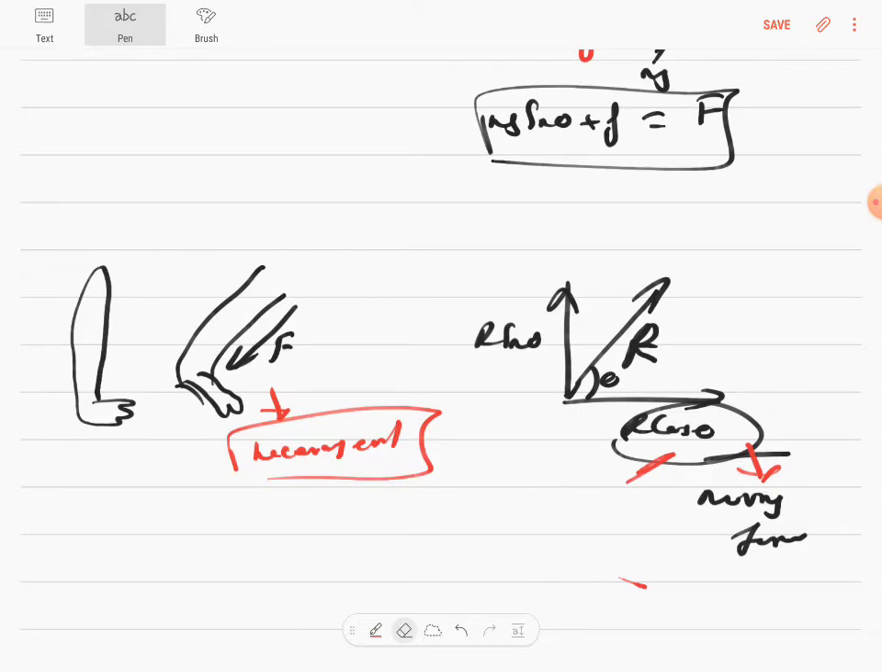The r cos theta component is able to make you move forward. However, r sin theta counters mg, and the r cos theta has to be greater than the frictional force in order to move forward.